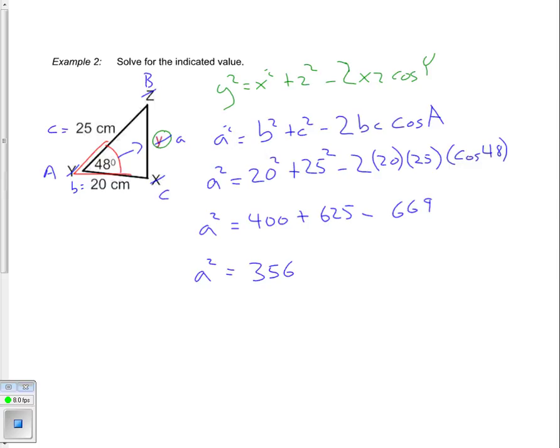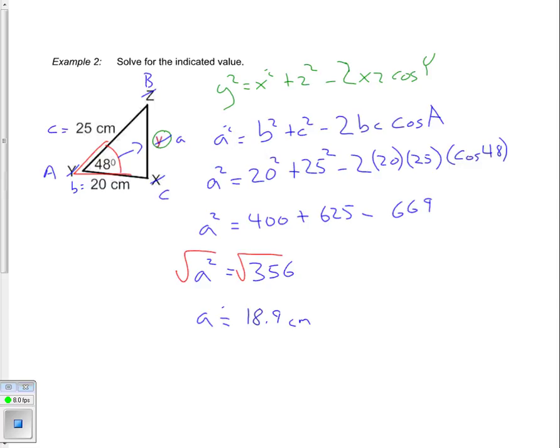At which point I now have a squared is equal to 356. If I want to get a all by itself, I need to do the opposite operation of squaring, because right now we've got a squared. The opposite operation of squaring something is to take the square root, just like we did with the Pythagorean theorem. So I'm going to square root both sides. The square root of a squared is just a, and the square root of 356 is approximately 18.9. This is in centimeters, so we'll record that as centimeters.